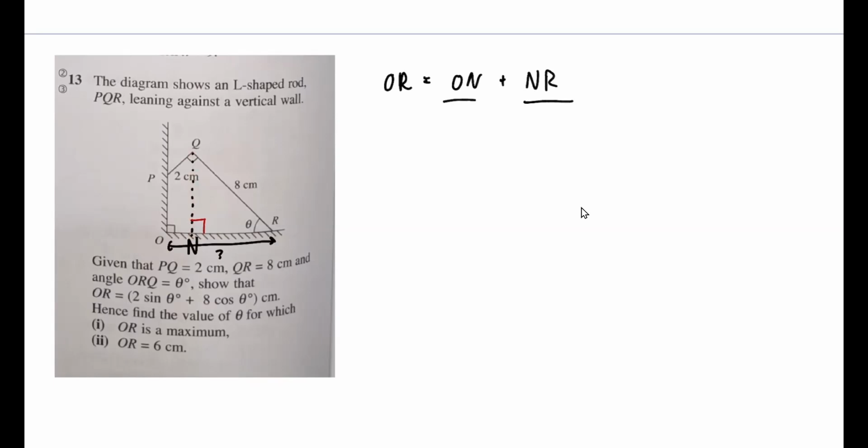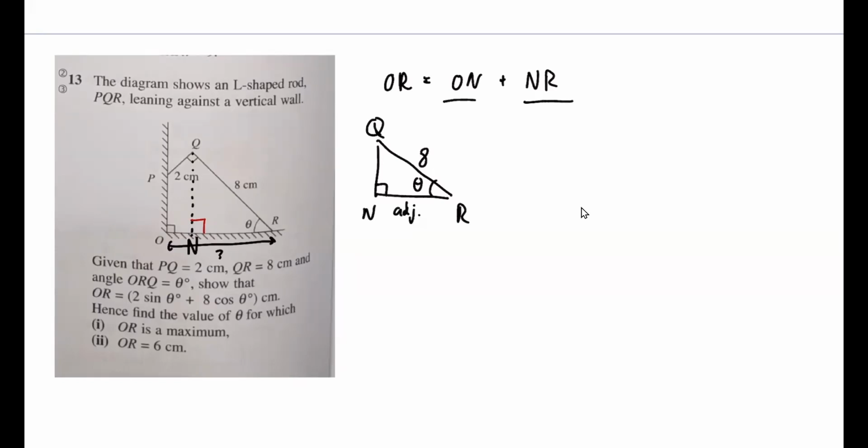Let's focus on NR first. Can you think of an expression for NR? What triangle do you see here? Maybe I just draw it in first, so it becomes super obvious. Right angle here, theta here, 8 cm here. So what's NR? NR is adjacent. Exactly. So which ratio do you want to use?